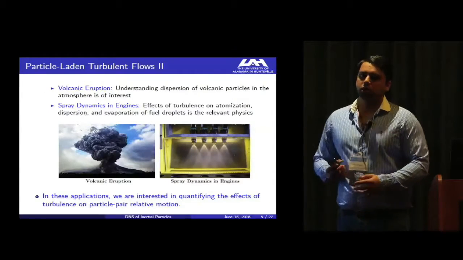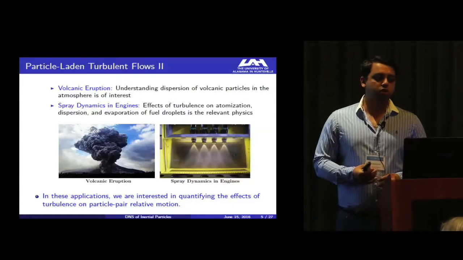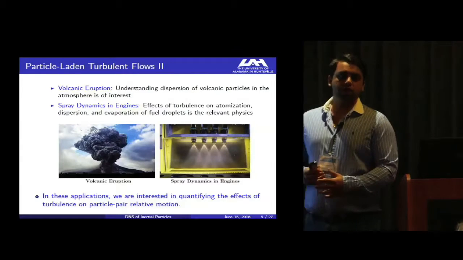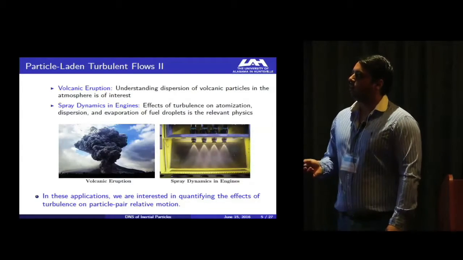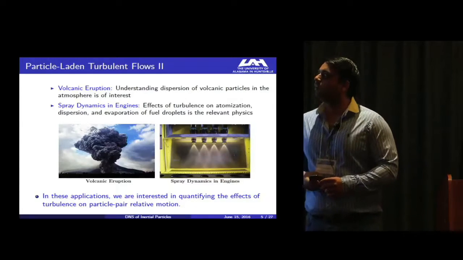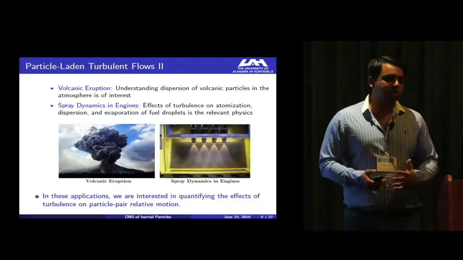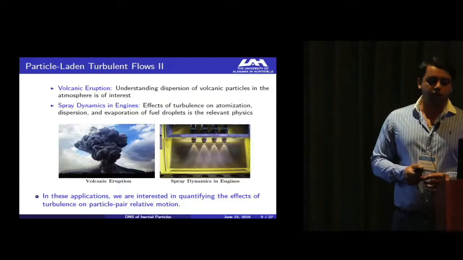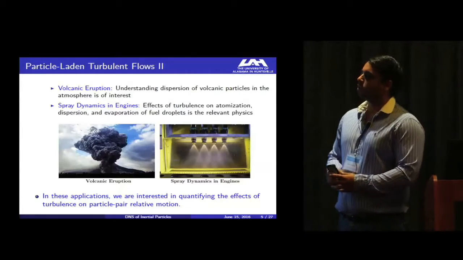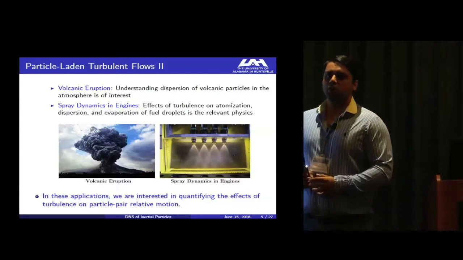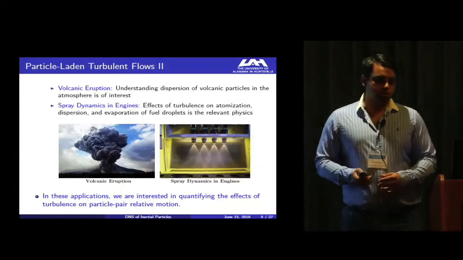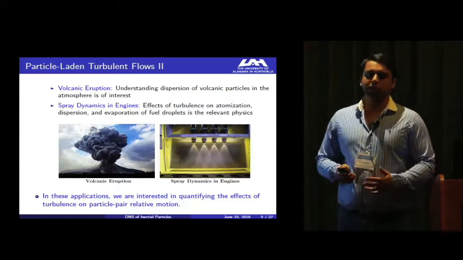Another application of particle intermittent flow is in volcanic eruption, where understanding dispersion of volcanic particles in atmosphere is of interest. And an industrial application is in spray dynamics in engines, where the effect of turbulence on atomization, dispersion, and evaporation of fuel droplets is a relevant physics. In all the above mentioned applications, we are basically interested in quantifying the effects of turbulence on particle pair relative motion. So let me describe what we mean by particle pair relative motion.